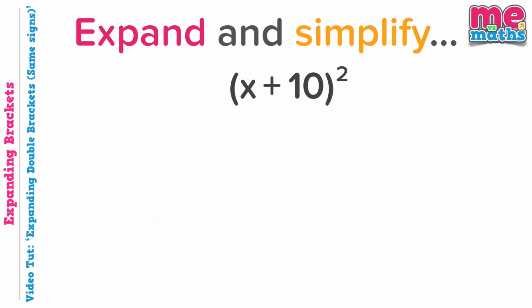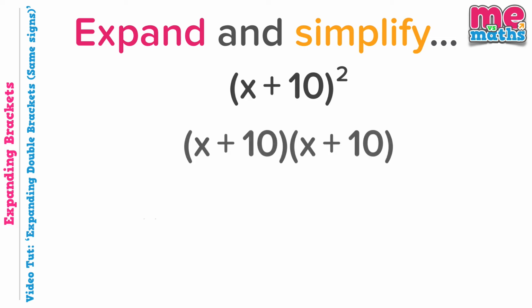Our final problem for this tutorial is a bit of a banana skin. Lots and lots of students would give the same wrong answer to this question. Lots of them would put x squared plus 100, and maybe that's even what you were thinking looking at it now. Let's see why that's not the correct answer. If we're asked to square something, it means we times it by itself. So in this case, it means multiply x plus 10 by x plus 10.